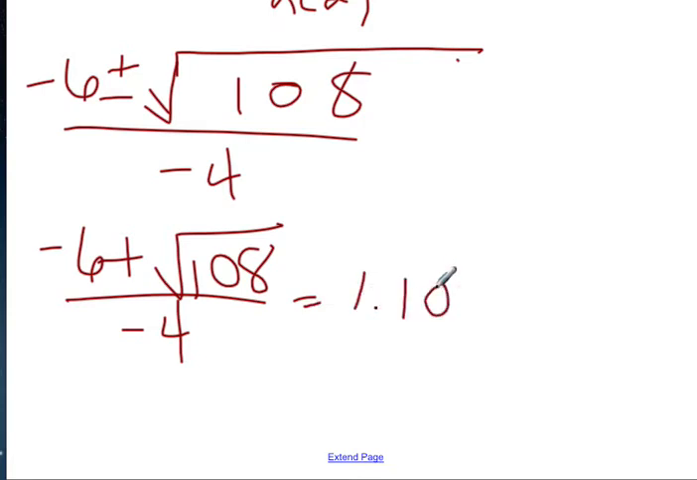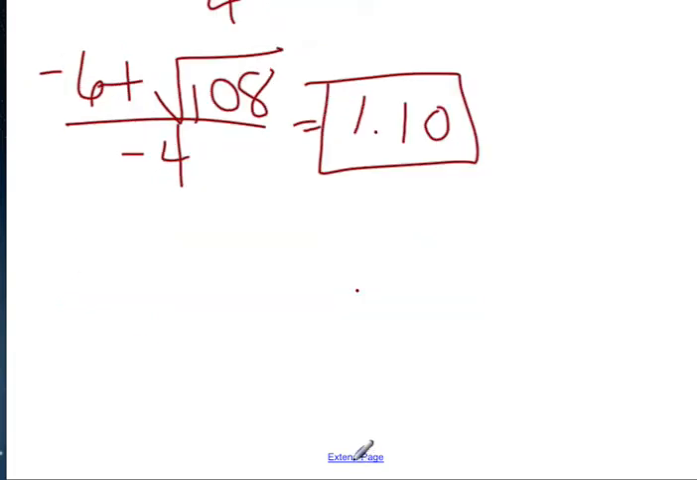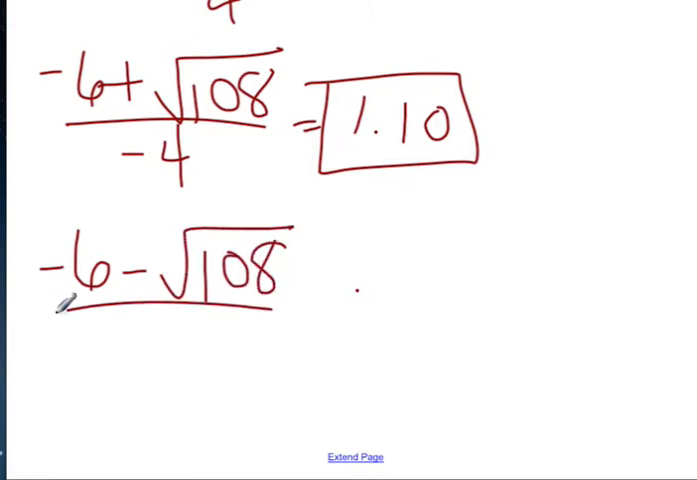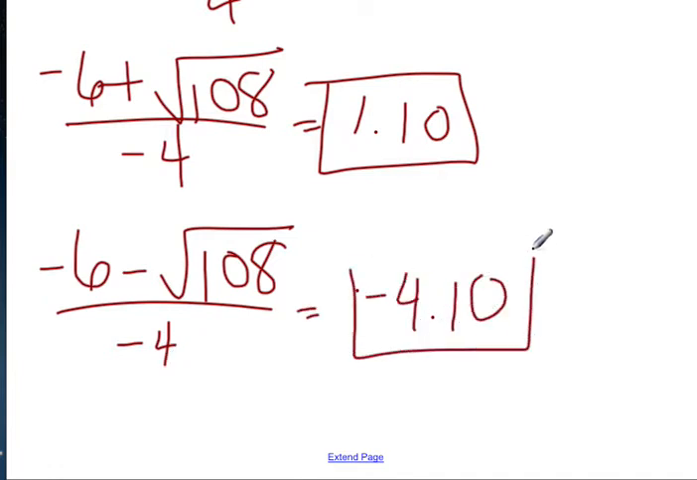I do want you to actually type that in your calculator so you can see the rounding that happens, because you need to make sure you're rounding these correctly. I usually suggest that students use 2 decimal points. So you do negative 6 minus the square root of 108, hit enter, and divide that by negative 4. When you do that, you get negative 4.10. So that's your final answer for number 3.